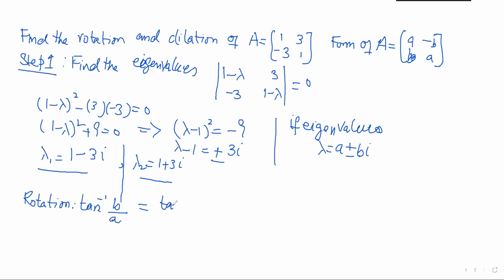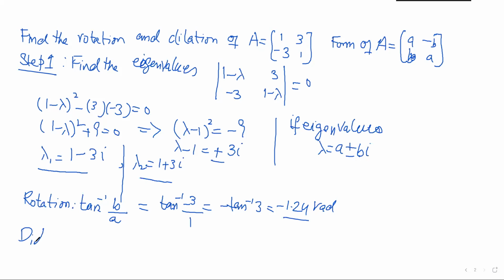So tangent inverse 3 over 1. B in this case, we have taken as minus 3. So it will be minus tangent inverse 3. So in radian terms, it will be about minus 1.24 radians if you calculate by the calculator. Or on the other hand, if you take lambda 2 equal to 1 plus 3i, you will get plus 1.24 radians also, which is also correct.